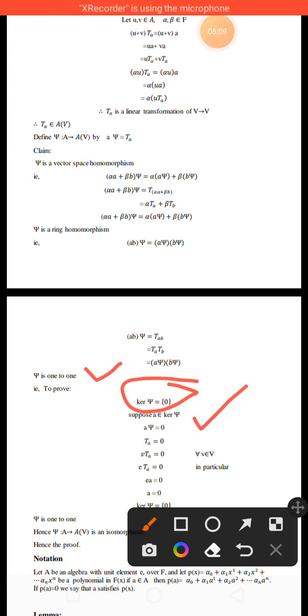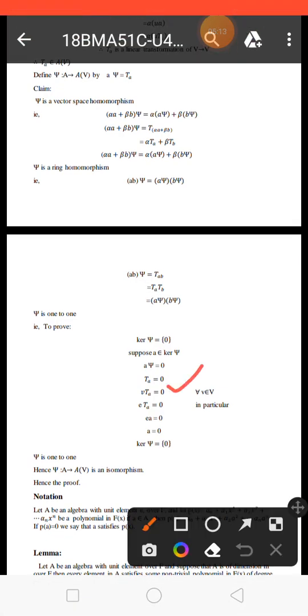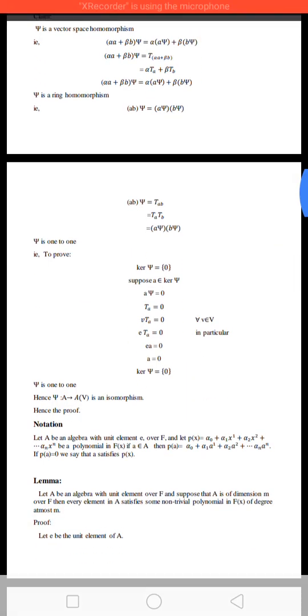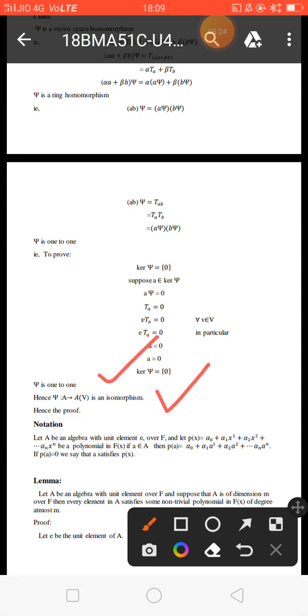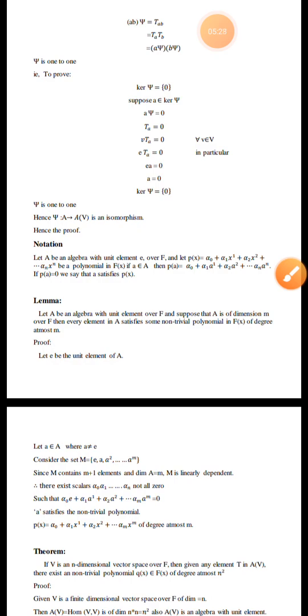So aψ = 0, Ta = 0, then vTa = 0, eTa = 0, and ea = 0. So the kernel of ψ equals 0, then ψ is one-to-one, and ψ from A to A(V) is an isomorphism, which completes our proof.